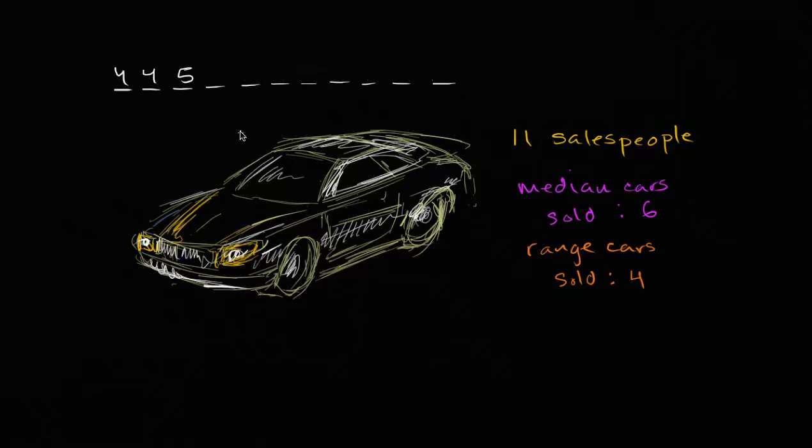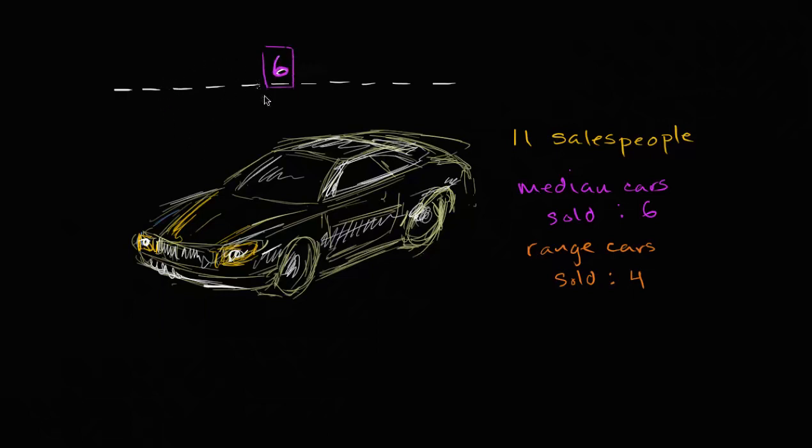So let me just fill out only the middle number. If you have 11 data points, the middle number is going to have 5 on either side. So that's that one right over there. 1, 2, 3, 4, 5. 1, 2, 3, 4, 5. So we know that the median is going to be 6.